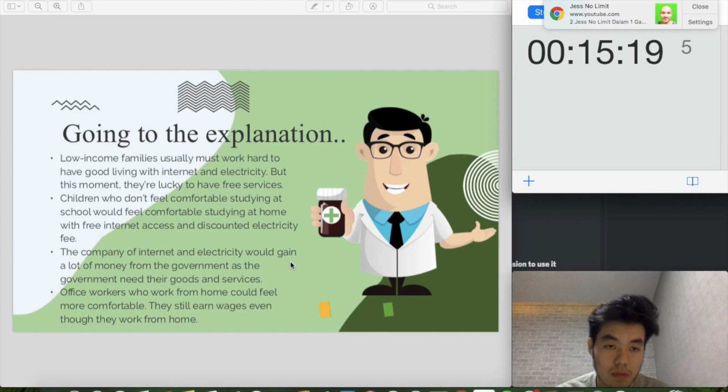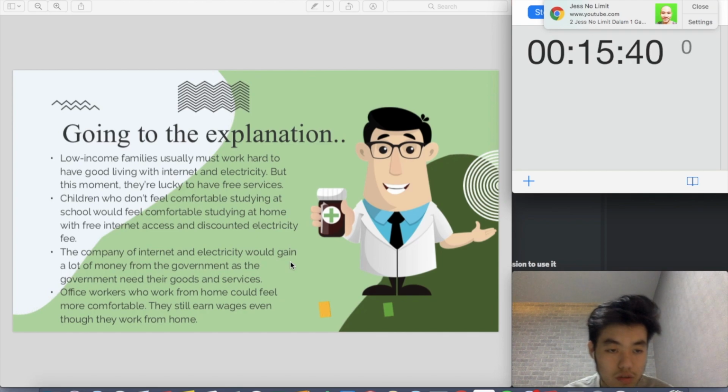The low-income families usually must work hard to have a good living with internet and electricity. But at this moment they are lucky to have free services. The second one is children who don't feel comfortable studying at school; they would feel comfortable studying at home with free internet access and a discounted electricity fee.